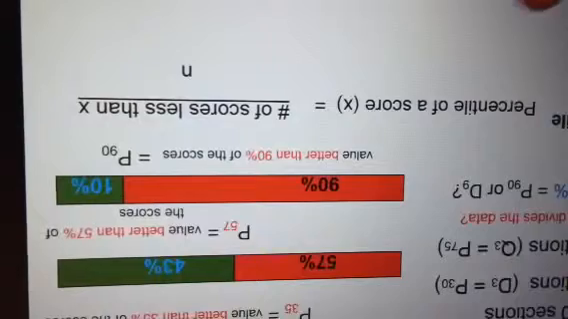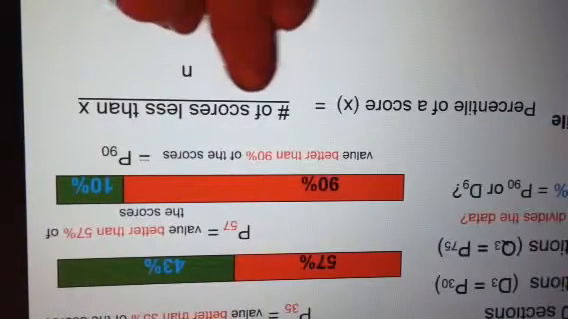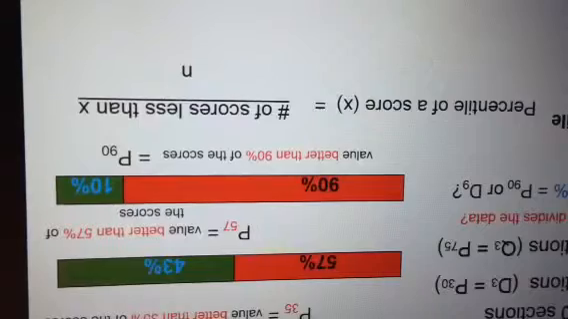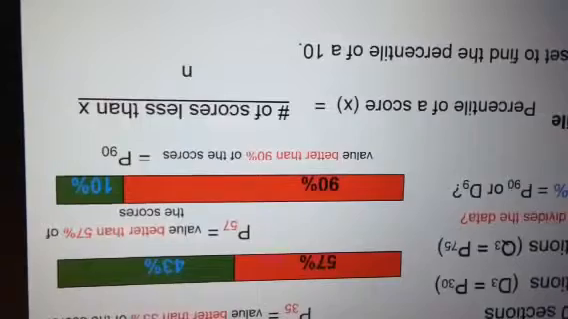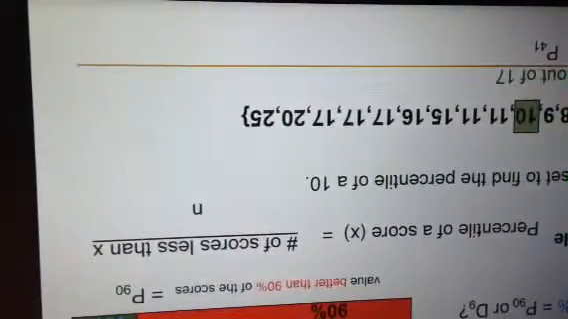Finding a percentile of a score, you take the number of scores less than the x and divide it by the sample size. Use the data set to find the percentile of a 10. So a 10 is better than 7 out of 17. So 1, 2, 3, 4, 5, 6, 7. So 10 is better than 7 out of a total of 17 of them, which is the percentile 0.411 or 41%. So we could write that as P41.